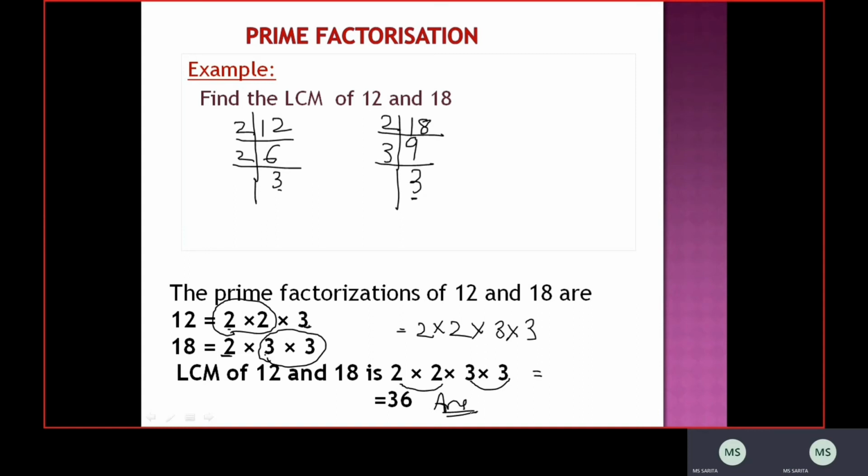What we have done? We have written their prime factors. We have done the prime factorization. After doing the prime factorization, we have checked where it is repeating maximum number of times. In 18, 2 is once only. In 12, 2 is repeating 2 times. So we have taken where it is maximum number of times. Same with 3. By multiplying all these, we'll get the result. So 36 will be the LCM here. So least common multiple of 12 and 18 will be 36.